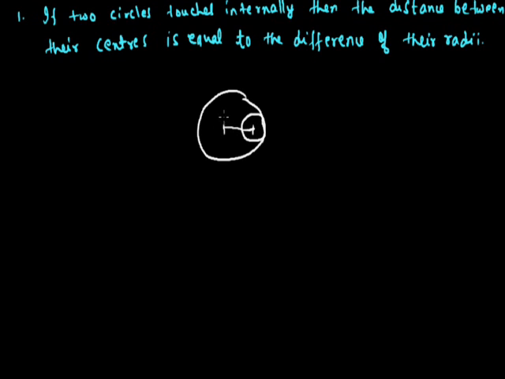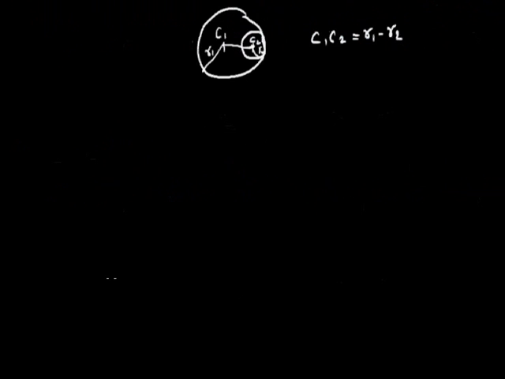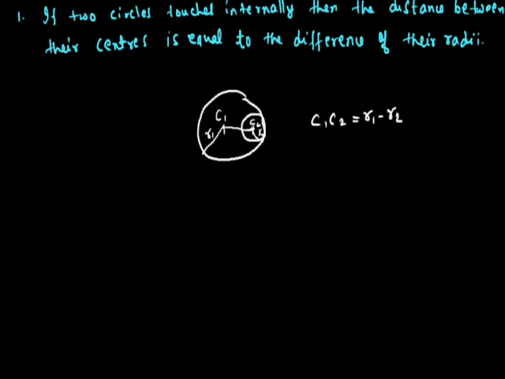Now this is the center of both the circles, C1 and C2. If the bigger circle has radius R1 and the small circle has radius R2, then C1 C2 will be equal to R1 minus R2. So this is the result: C1 C2 is equal to R1 minus R2.